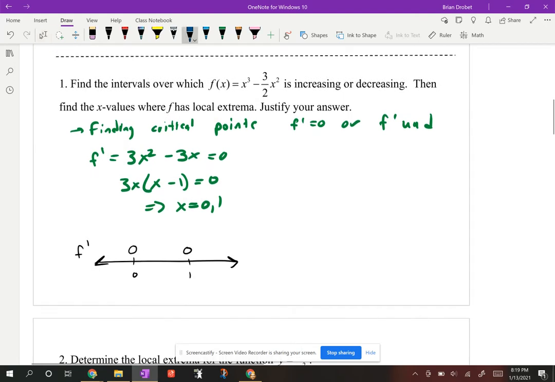So I'm just going to pick a point. Let's choose a number greater than 1. How about 2? What is f prime of 2?